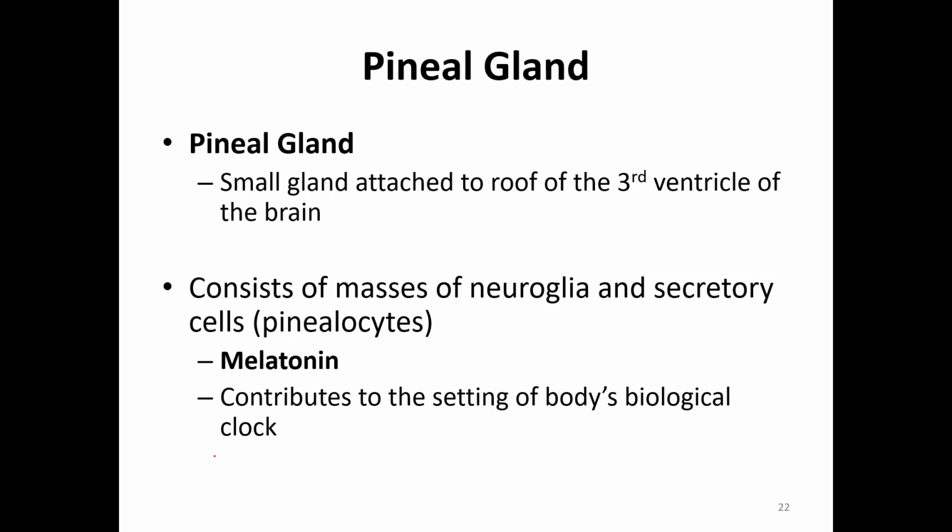Low visual input leads to higher levels of melatonin. That's going to make you sleepy or stay asleep. As we have an increase in visual input, that's going to reduce melatonin secretion, and that's what sets your body's sleep-wake cycle. During sleep, plasma levels of melatonin increase tenfold and then decline to a low level again before waking.